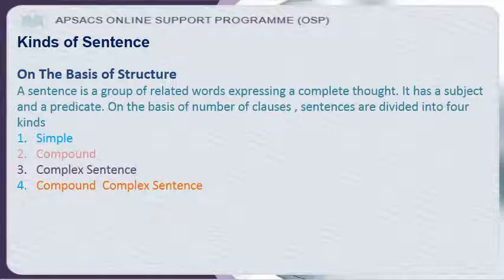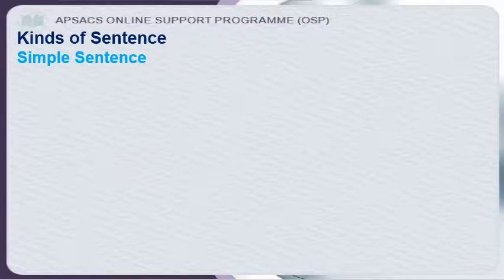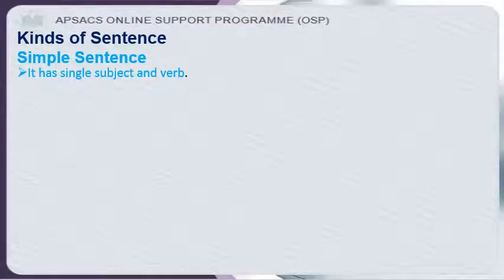Let's start. A simple sentence. What is a simple sentence? It has a single subject and a verb. It contains one independent clause. So what's an independent clause? You remember it. It's one subject followed by one verb or verb phrase. It expresses a single idea. Remember that it expresses a single idea.